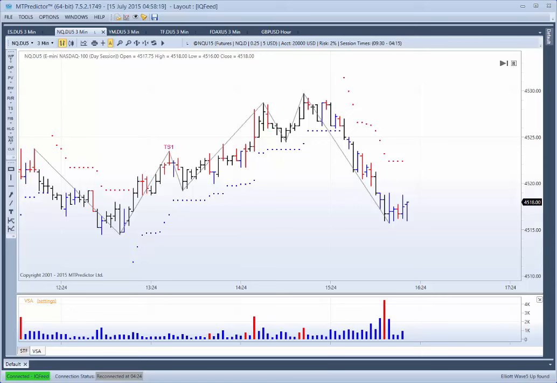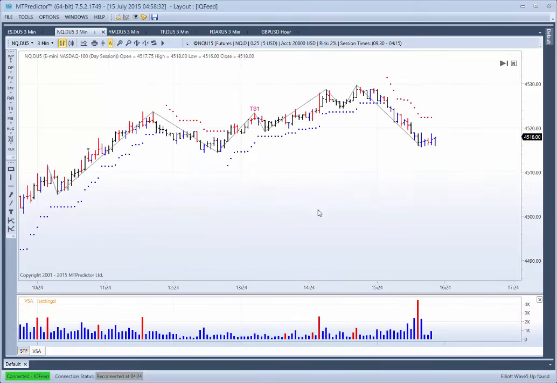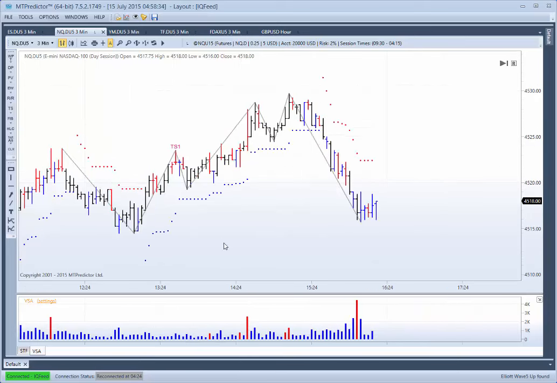In today's MTPredictor video, I'd like to look at how we can combine different analysis techniques to be able to uncover trade setups. A good example I want to look at is the NQ. You can see the NQ made new highs yesterday, but I particularly want to look at the high of the day here, which came in just after 3 o'clock New York time.